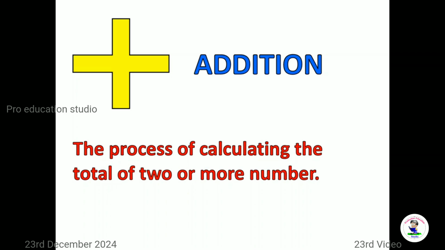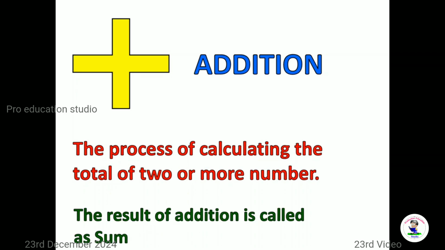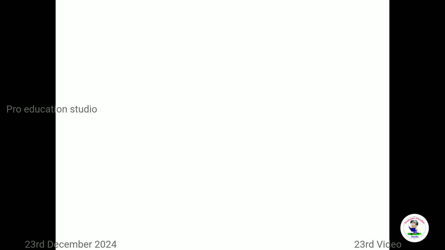Now, what do we call the result of addition? Let's see it. The result of addition is called the sum. After adding 2 plus 3, we get 5 as the answer. The answer we call the sum. Now we go on to the next slide.